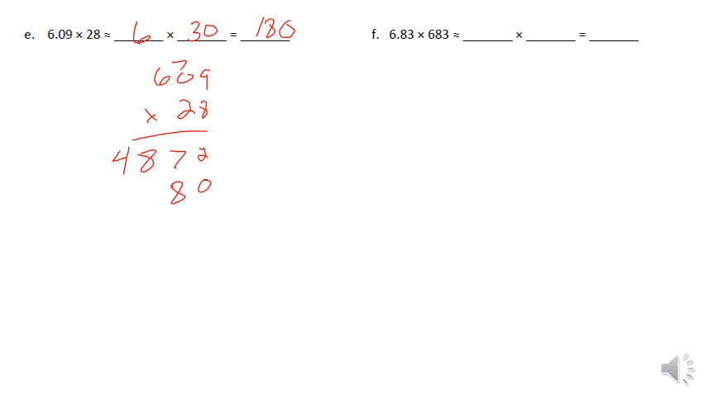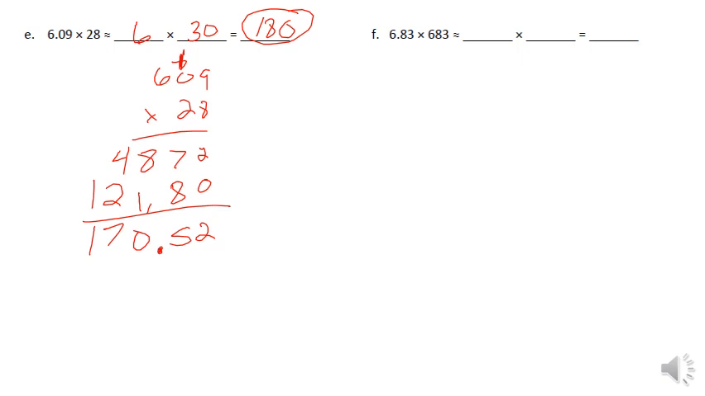Question E asks 6.09. It's going to be closer to 6. 28 is going to be closer to 30. So we know this is going to be 180. So now we have 609 times 28. 8 times 9 is 72. 8 times 0 is 0 plus 7. 8 times 6 is 48. Add our placeholder. 2 times 9 is 18. We carry our 1. 2 times 0 is 0 plus 1 is 1. 2 times 6 is 12. 2, 15, 10, because we had to carry our 1, and 7, 1. Now we know our estimate was 180, so it has to be 170 and 52 hundredths.